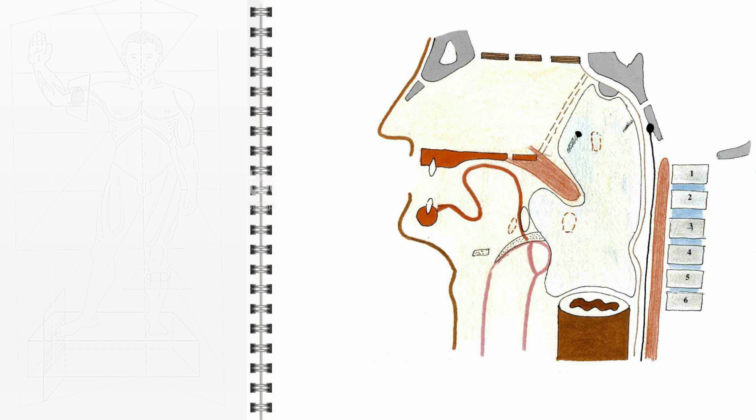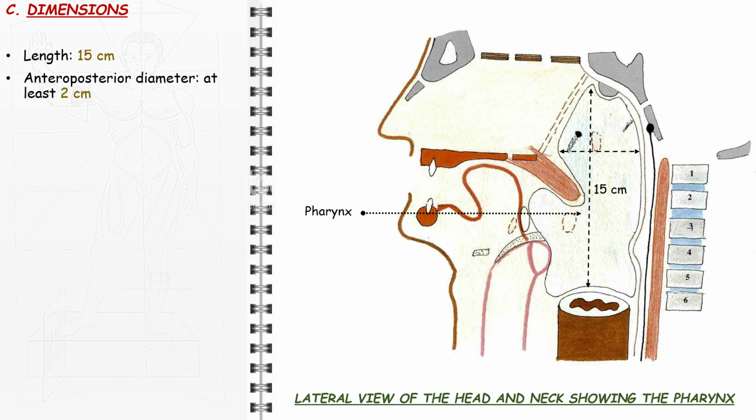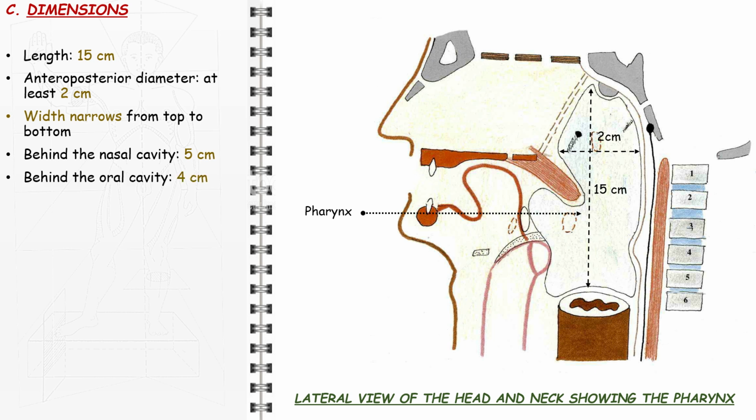The pharynx, in its entirety, is 15 centimeters long, 12 when contracted. It remains widely opened and its anteroposterior diameter measures at least 2 centimeters, while its width narrows from top to bottom. Behind the nasal cavity, this portion of the pharynx is named the nasopharynx and is 5 centimeters wide. Behind the oral cavity, this portion is the oropharynx and is 4 centimeters wide. Behind the larynx, the pharynx is named laryngopharynx and is 2 centimeters wide.